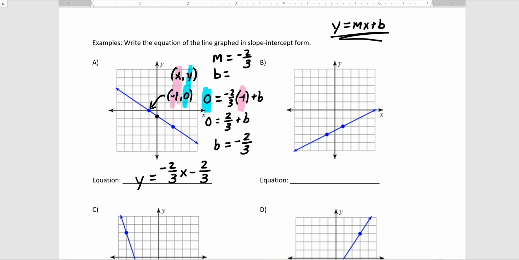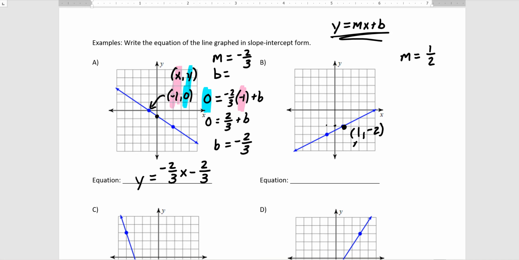Let's look at letter b. All right, so same idea here. I need to find my slope and my y-intercept. I can see just by looking at the graph, I go up 1 over 2. So this slope is up 1 over 2, 1/2. All right, now I need to pick a coordinate point. Let's use this one. So this will be the point 1, -2.